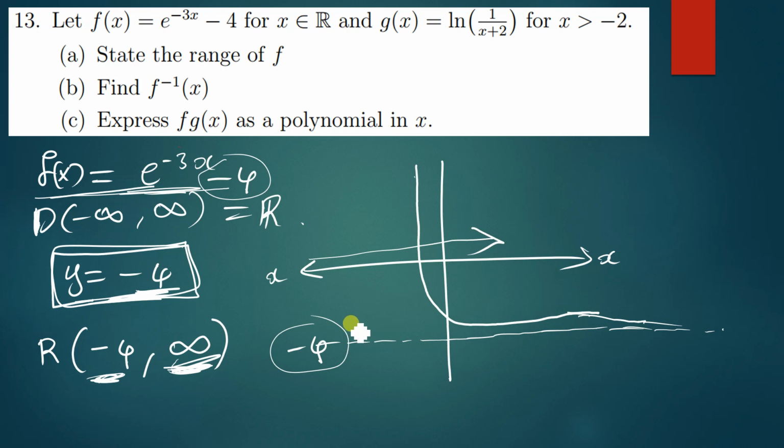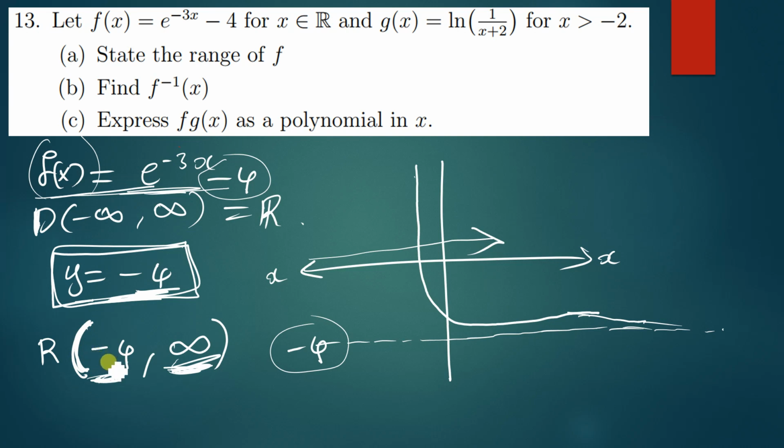Hence, the smallest value of f of x, when you put in the values of x, will simply be closer to -4, but it will not be exactly -4. Hence, that's the reason why we're using this kind of brackets.